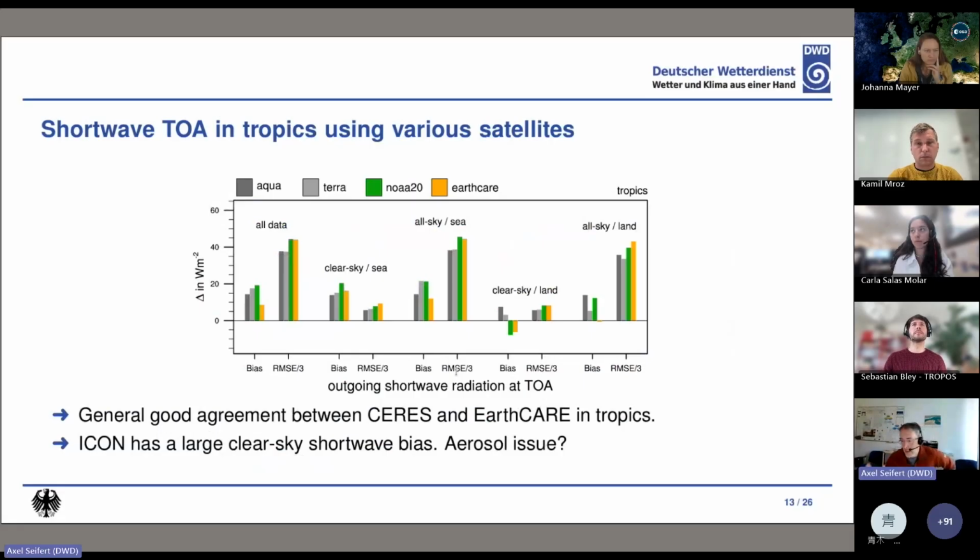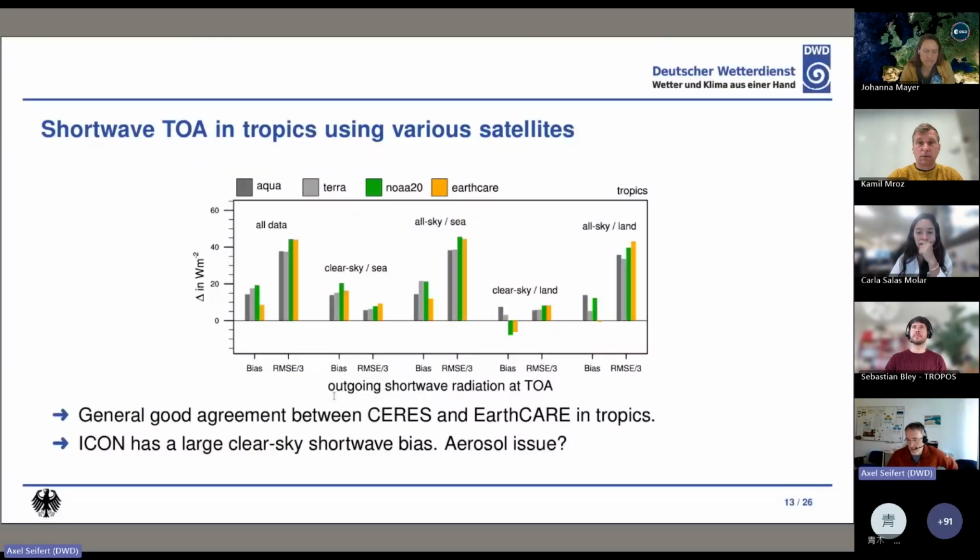Exactly, we can now do the statistics or the plotting a bit differently and change from these zonal averages to these error statistics at individual footprints, basically. So here we have bias and RMSE for the full data set and then decomposed into clear sky ocean, all sky ocean, clear sky land, and all sky land.